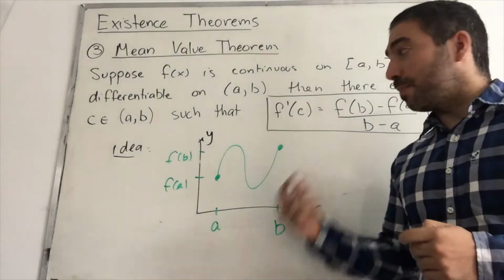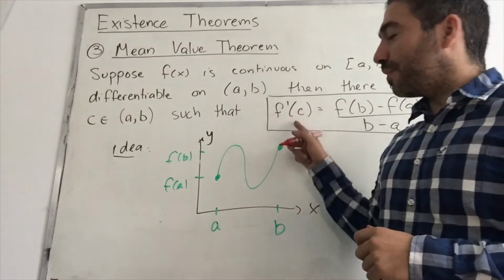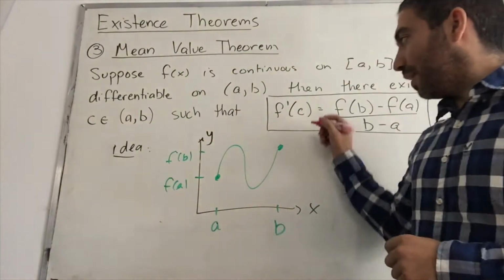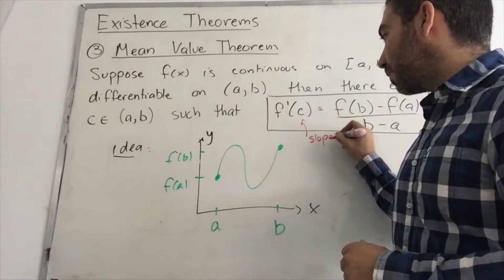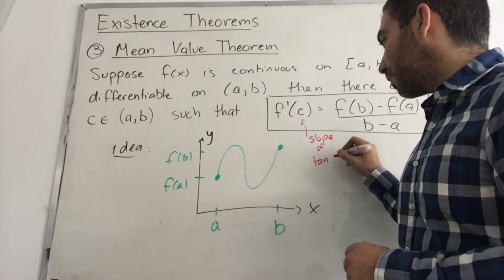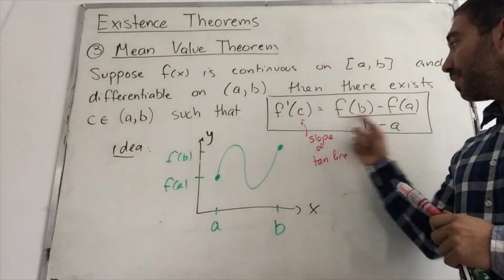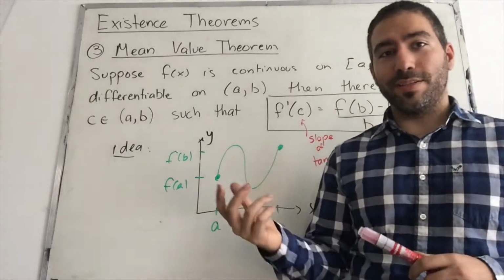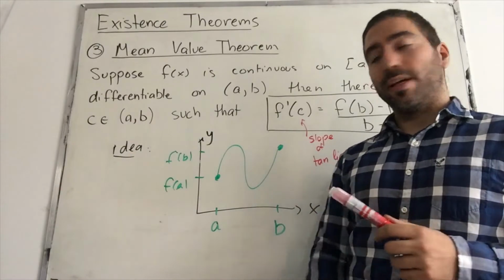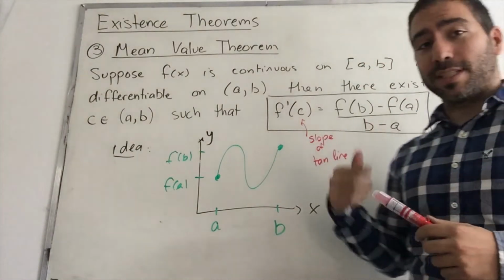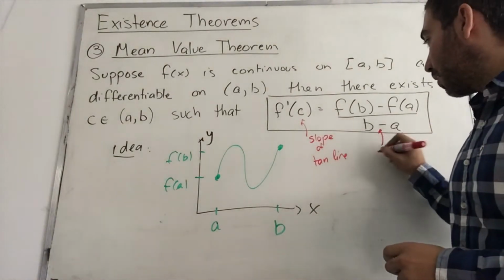What the mean value theorem is saying is that f prime of c, it's the derivative, we think of this as the slope of a tangent line. And f of b minus f of a divided by b minus a, we've seen this already. This is essentially just y2 minus y1 divided by x2 minus x1. It's the slope of a secant line, okay? Just the equation of a line, the slope of a line. Slope of a secant line.